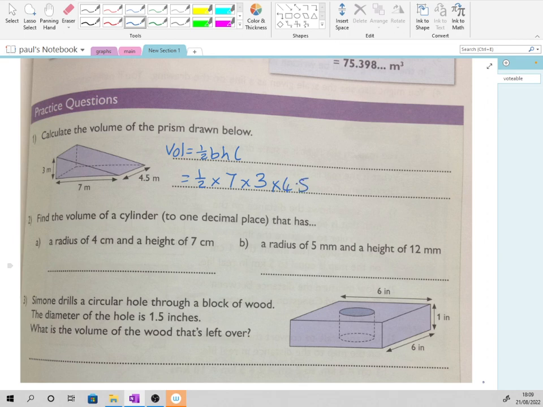Even if you get these numbers the wrong way round, it doesn't matter. It's all going to come up the same thing. So 0.5 times 7 times 3 times 4.5, which is 47.25, meters cubed.